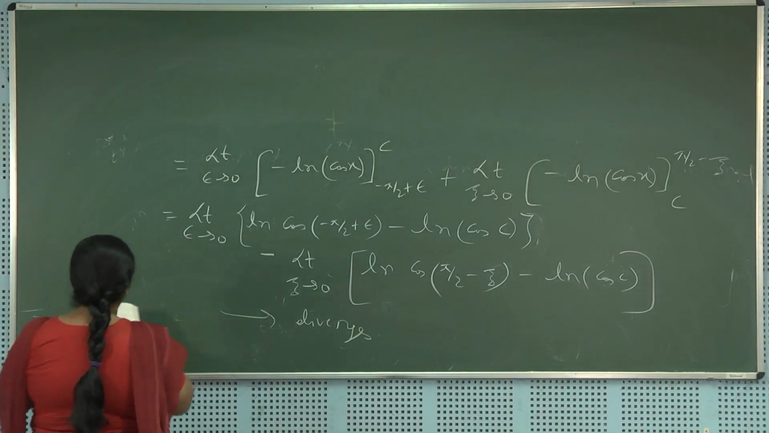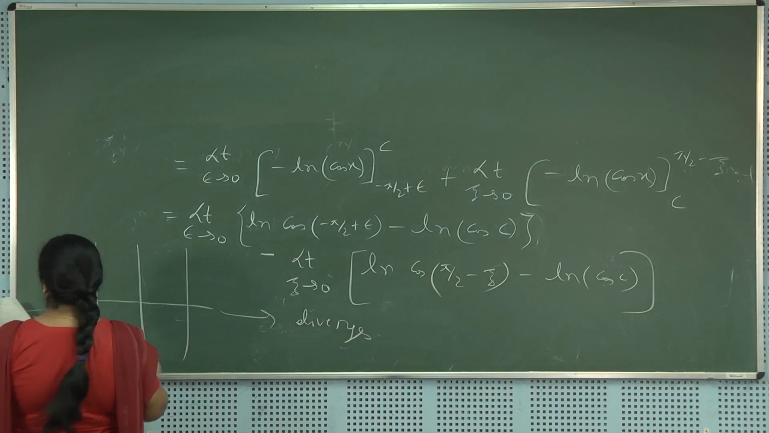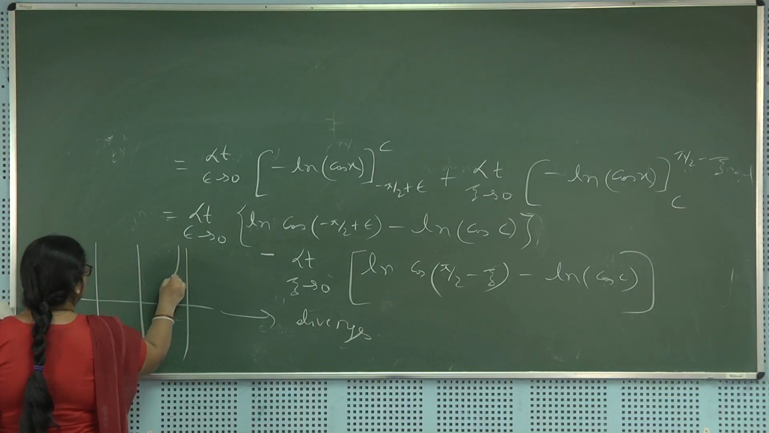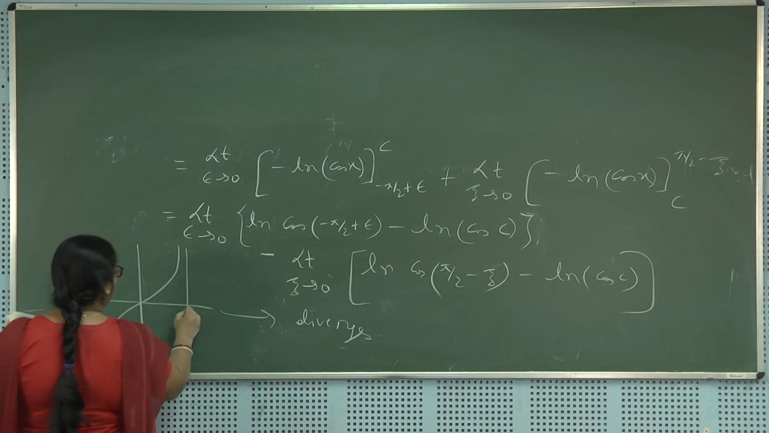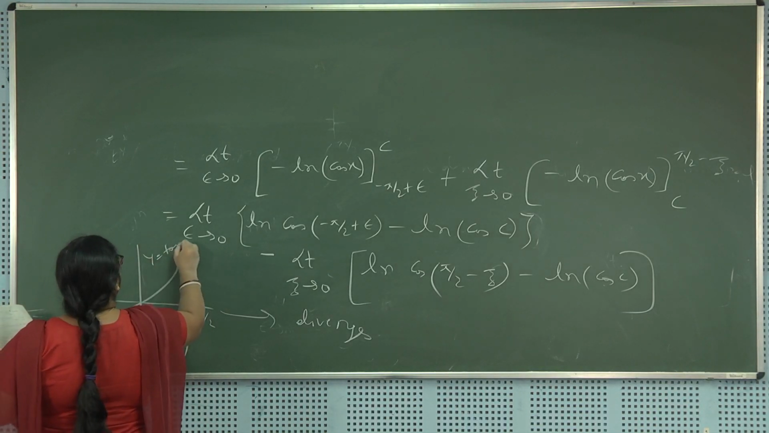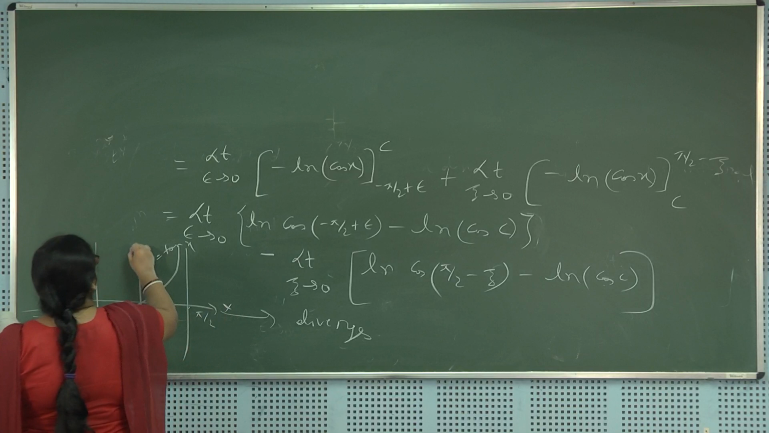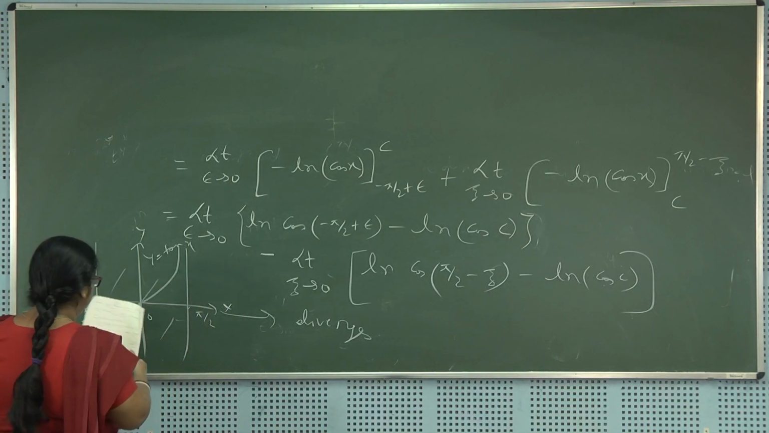If I want to draw the graph, it is tan x, between minus pi by 2 to pi by 2, something like that. tan 0 is 0. So, this is the graph y equal to tan x. This is the area, and you can see it is actually diverging.